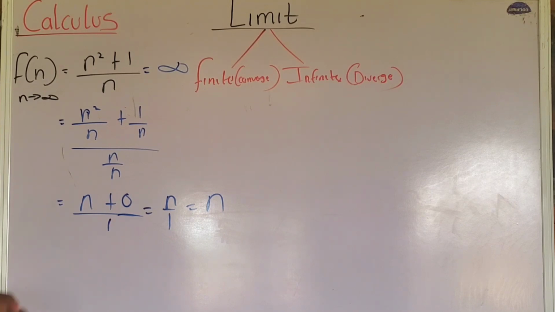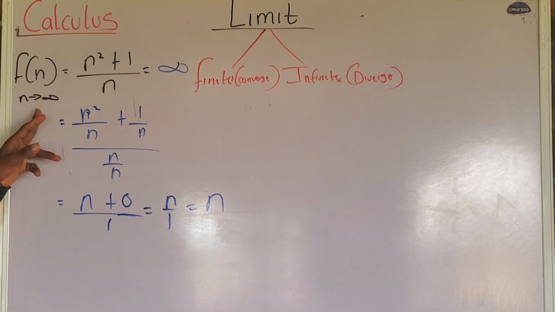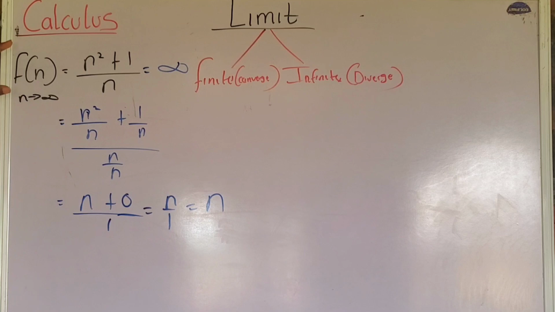You get what I'm trying to say? As the value of n increases, the function itself increases. This kind of limit is what we call an infinite limit. So having understood what is meant by limit and the types of limits, which are infinite and finite, we can now proceed to the rules of limits.